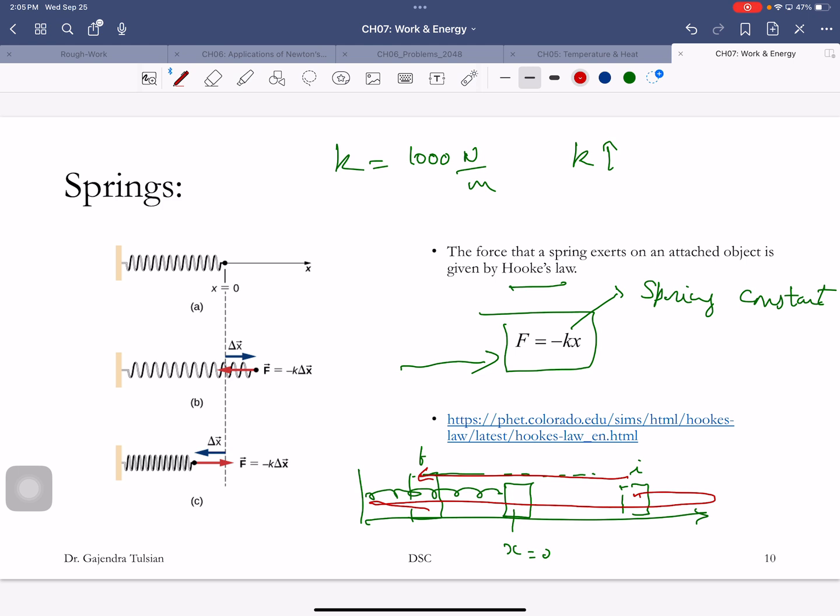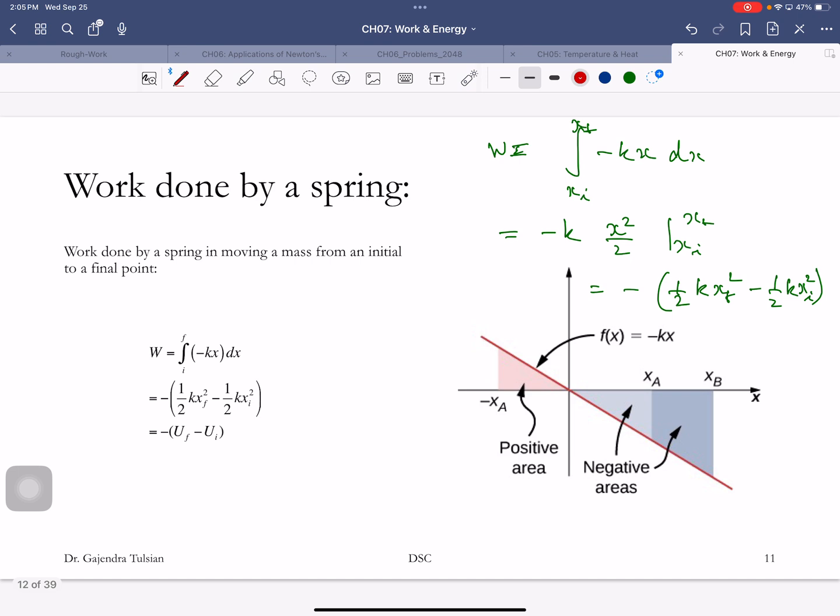What was the work done for that path? The same. What was the work done for this path? See, the work done depends only on the final location and the initial location. How many different paths are there for which the work done is the same? An infinite number of paths.